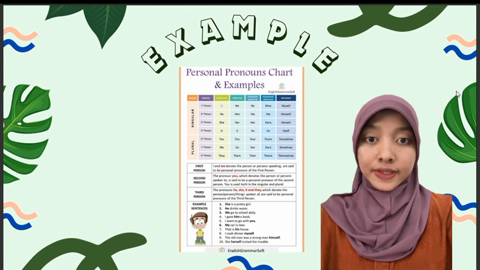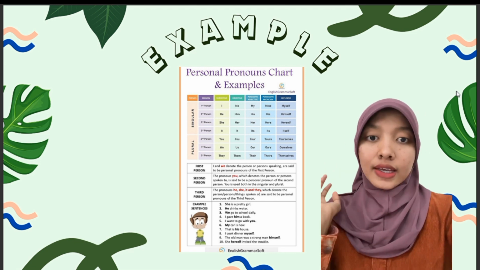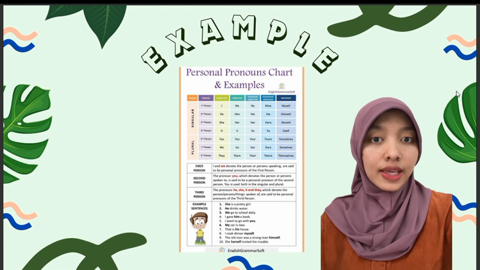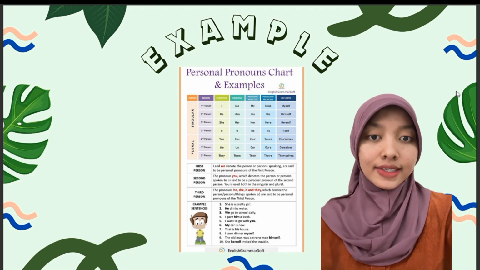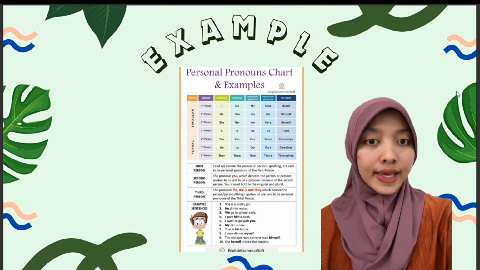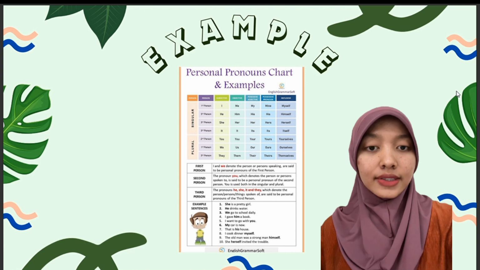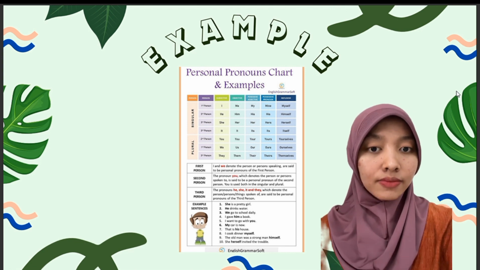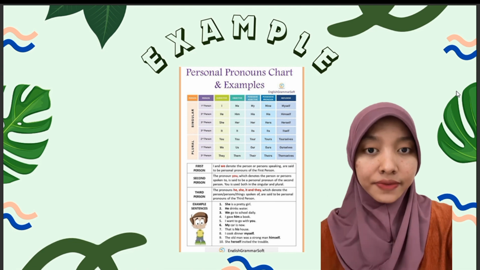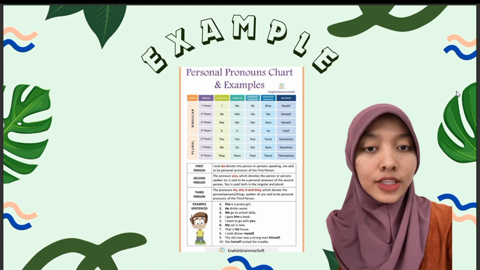How about the possessive adjective from the third person? Third person is he. In the possessive adjective column, he changes into his. He in possessive pronoun is also his. And in the reflexive column, for the third person, he changes into himself.